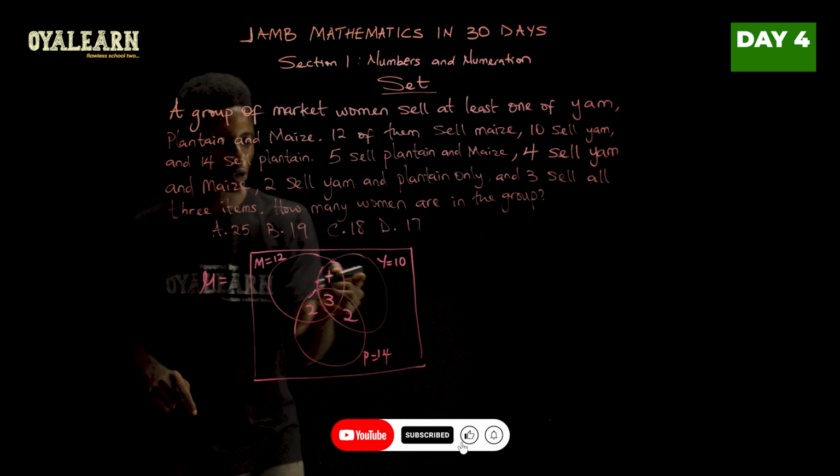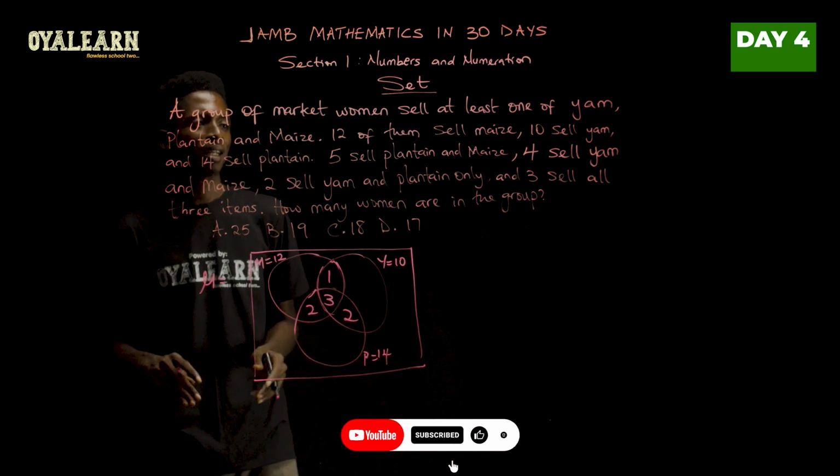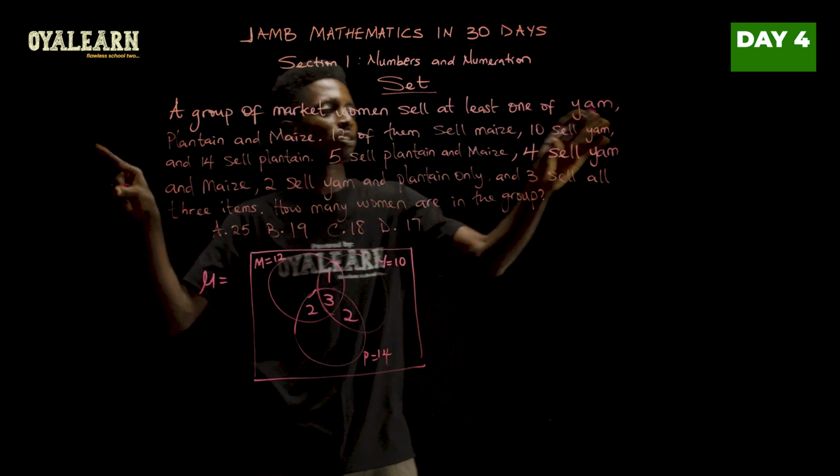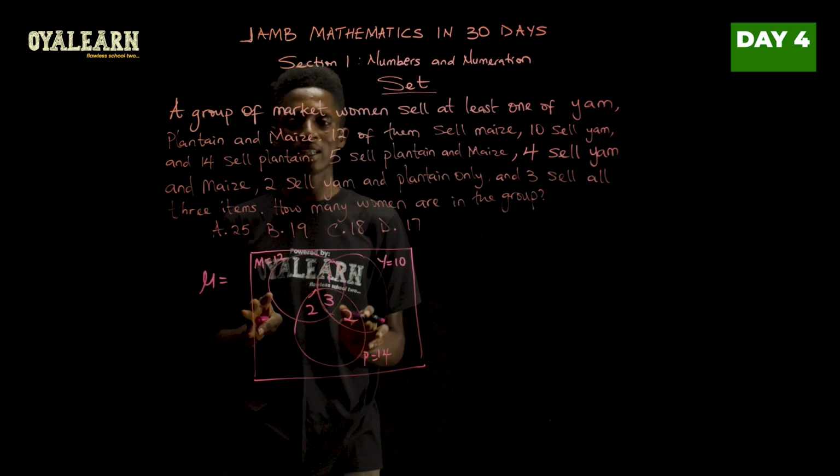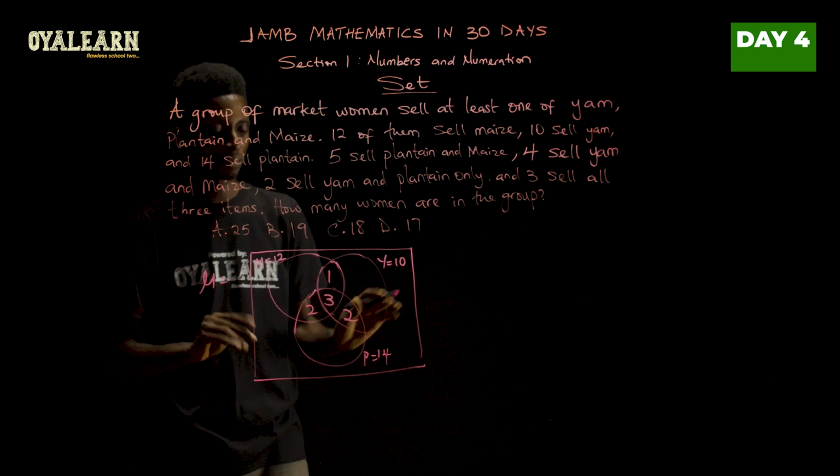Now we can then go on to fill in the remaining part here. Now the good thing is that we are told that there is no woman in this group that does not sell any of these three. So none is outside here.